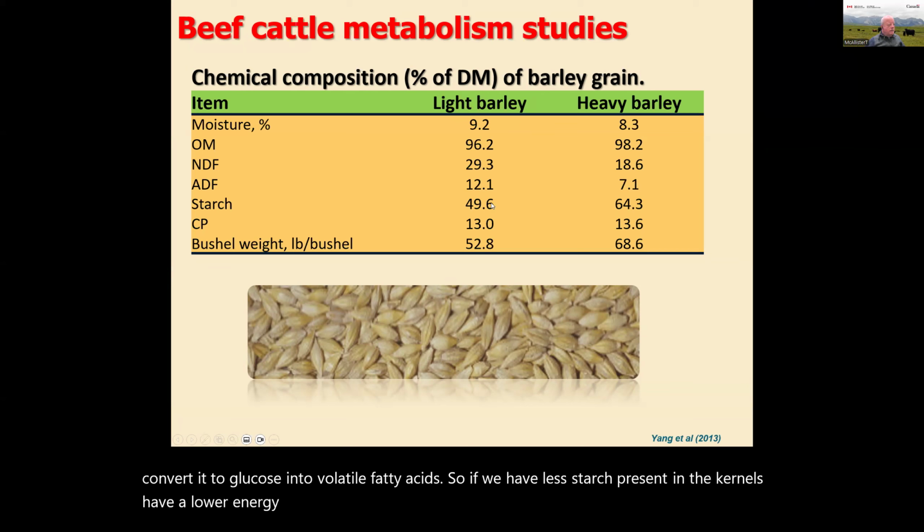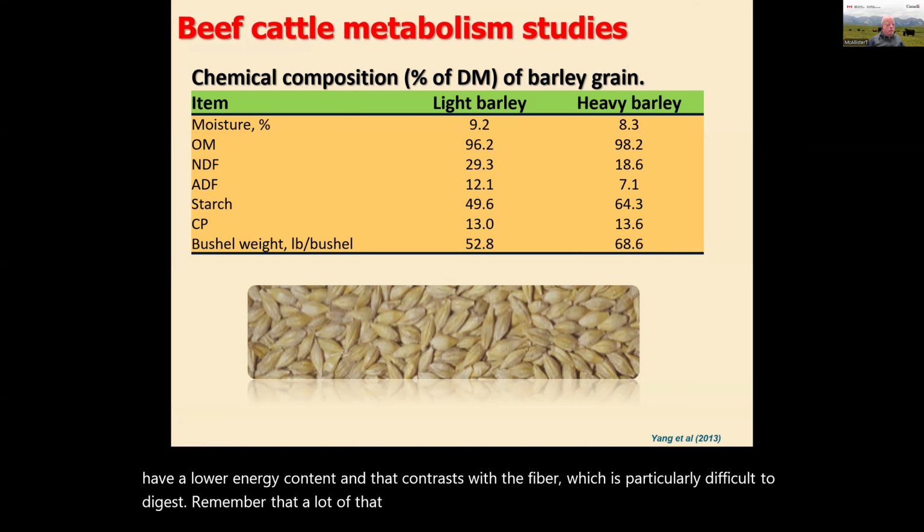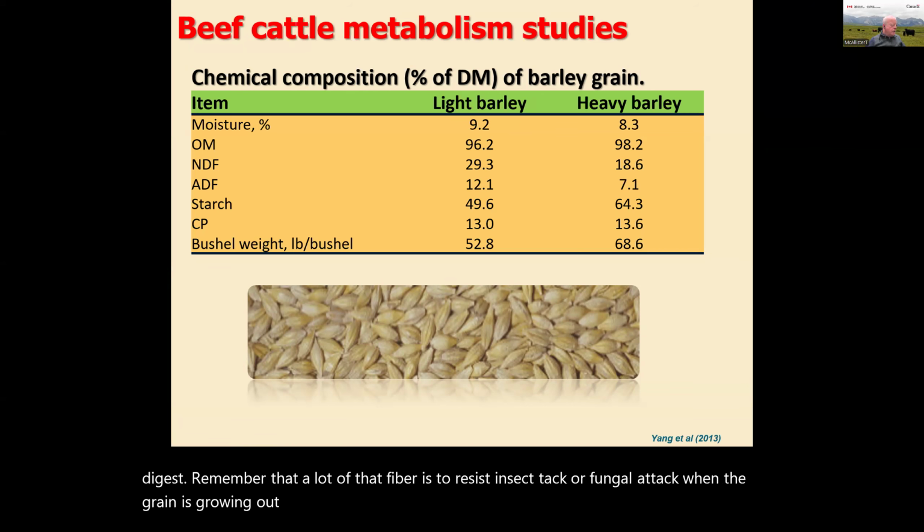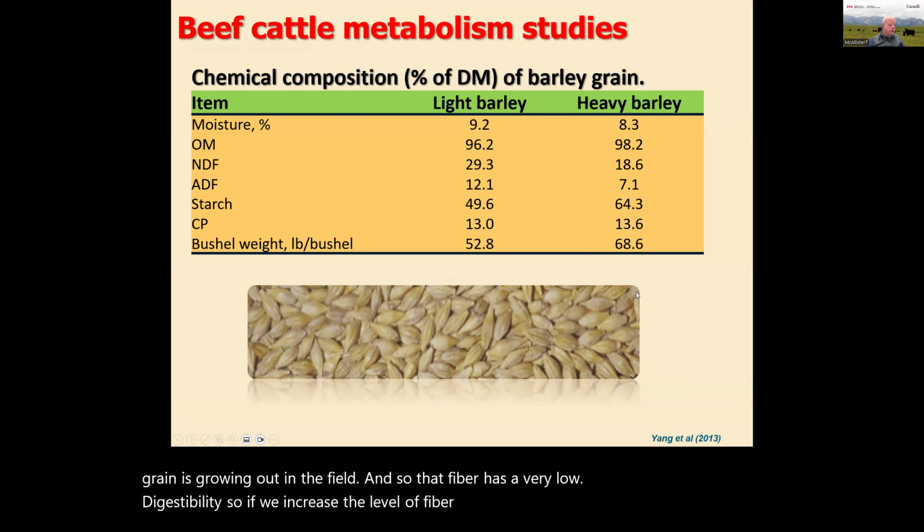And that contrasts with the fiber, which is particularly difficult to digest. Remember that a lot of that fiber is to resist insect attack or fungal attack when the grain is growing out in the field. And so that fiber has a very low digestibility. So if we increase the level of fiber by using light barley, we're going to lower the overall energy value of the diet.